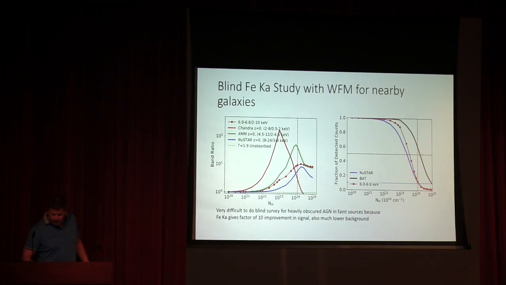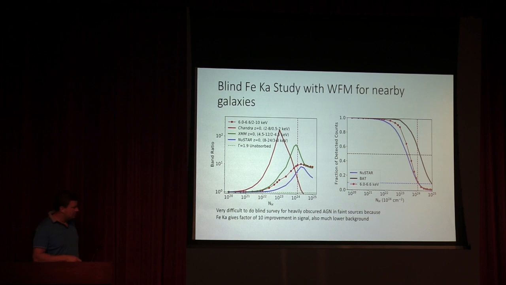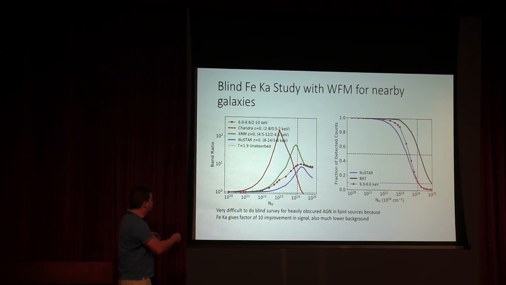So I was trying to figure out how we would do a blind iron K alpha survey. This is something that I was working on over the last few days, so I apologize for how the plots look. But what I was doing was to take the MyTorus model and put in a 6 to 6.6 keV band versus the total emission, and use a band ratio.